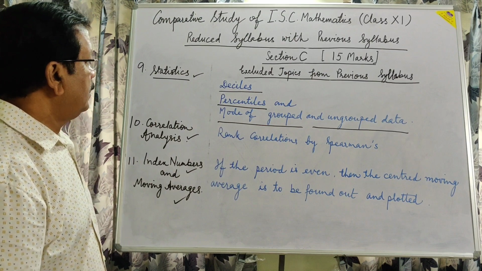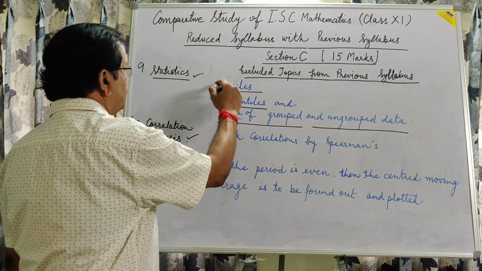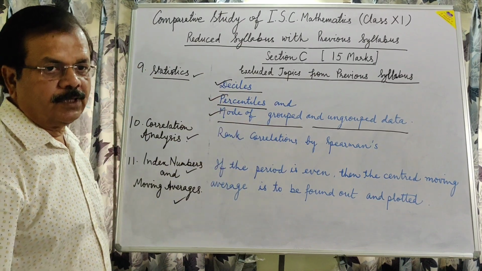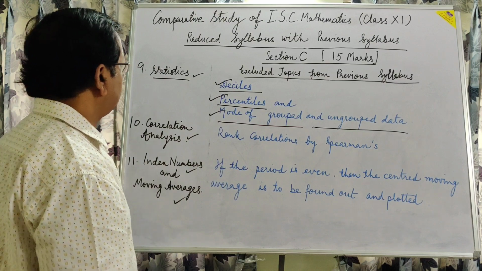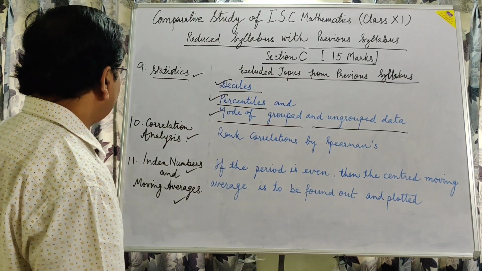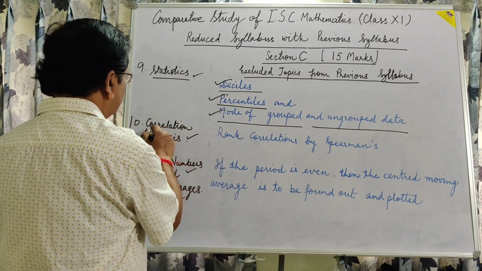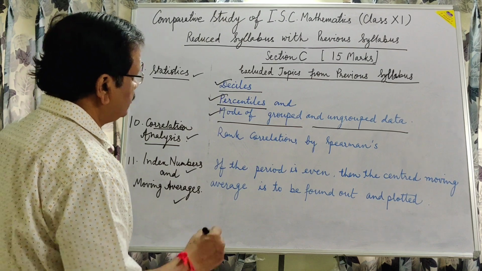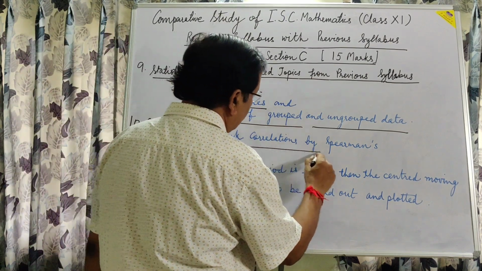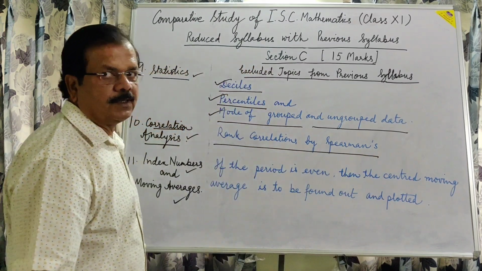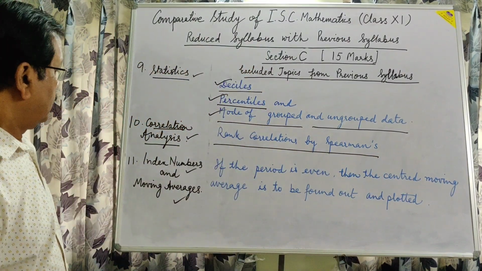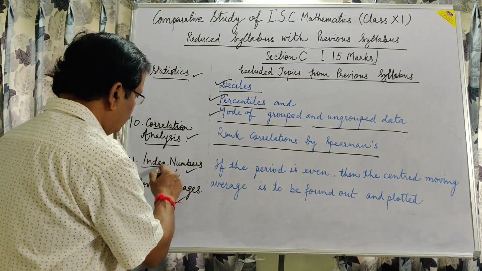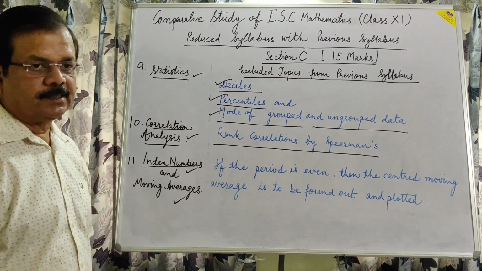That is why 3 important topics, deciles, percentiles, and mode of grouped and ungrouped data, are excluded from the chapter statistics. Now the 10th chapter, that is correlation analysis, only one topic which is the last topic in this chapter, that is rank correlation by Spearman's, excluded from the previous syllabus. And from the chapter index number, nothing is excluded. All the things will remain as it is.